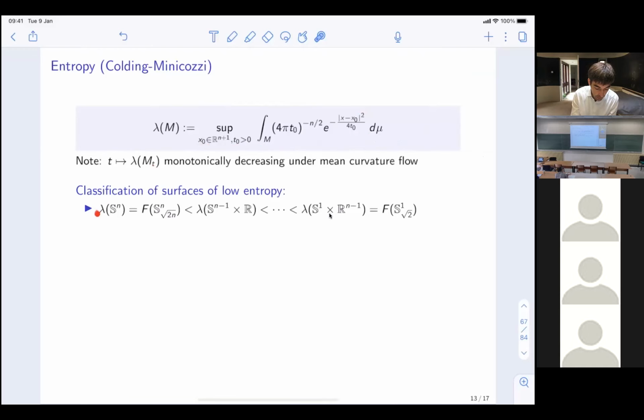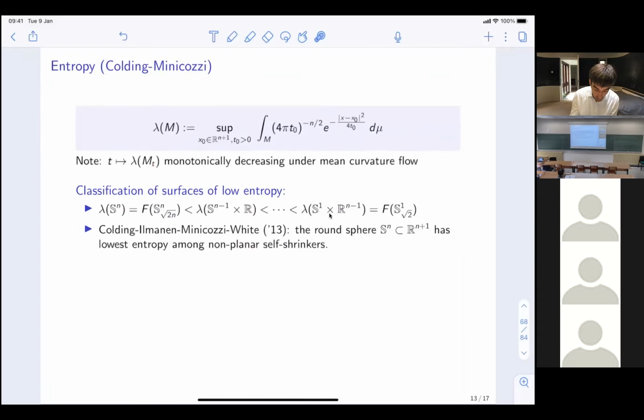And you can first check what happens on shrinkers. So you can check the sphere. The very lowest one is the plane, with lambda equal to 1. Then you get the round sphere, and then you get all these cylinders going up, in the end, to S1 cross R^(n-1), which is the highest entropy. Now, for example, Colding, Ilmanen, Minicozzi, and White have shown that the round sphere has lowest entropy among non-planar self-shrinkers.